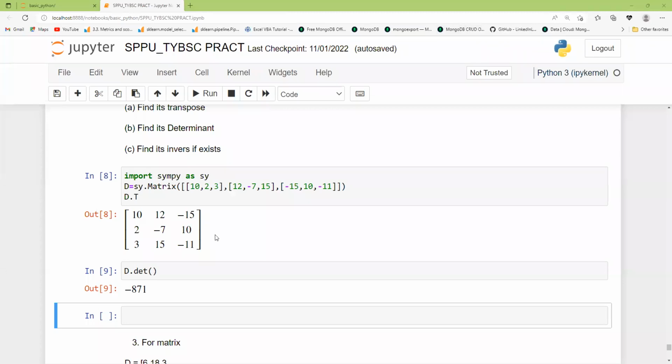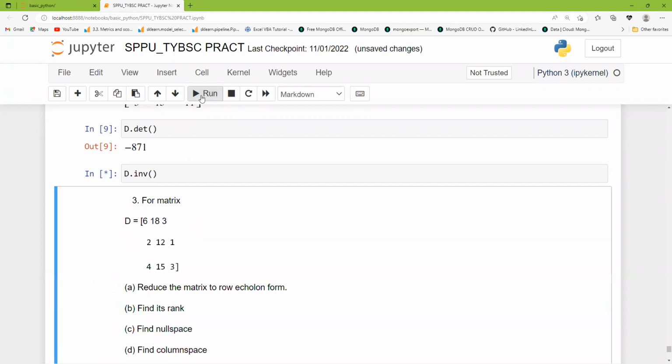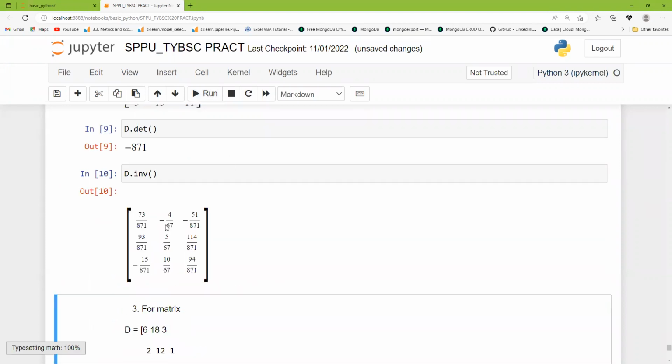So guys, we already know that here the determinant exists, that means it is not equal to 0. So that's why its inverse exists. So we will find the inverse of matrix D using D dot inv method. By using this method, we can find the inverse of the matrix. So this is the inverse of the matrix, guys.